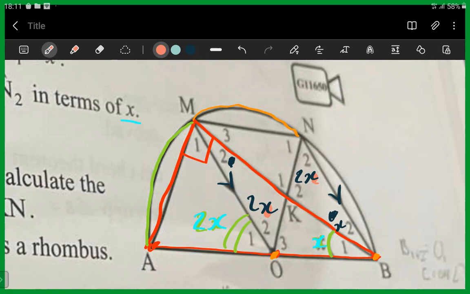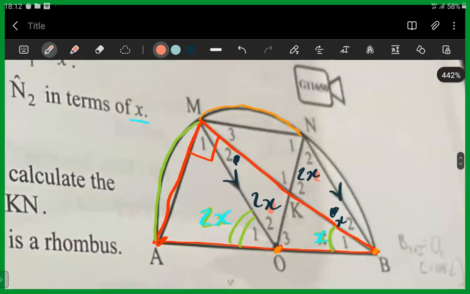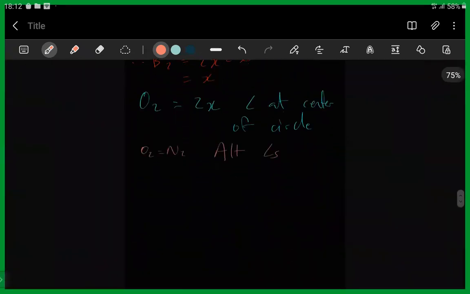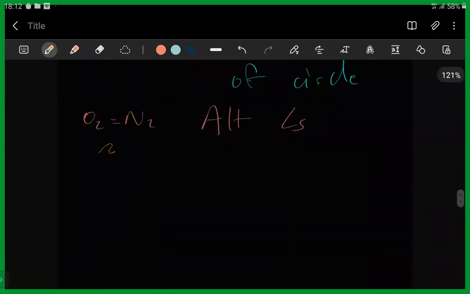The funny thing is with M2, it looks like we could have also said M2 is equal to B1 because they are base angles of an isosceles triangle. Because you see that OM and OB are both the radius of a circle. So it means that we have an isosceles triangle, meaning that M2 would be equal to B1. Yes, so that's important. So here, M2 is equal to B1.